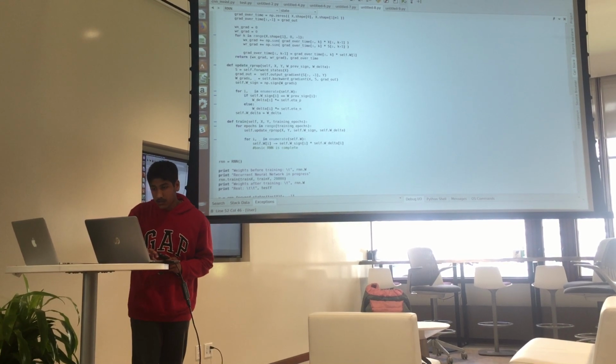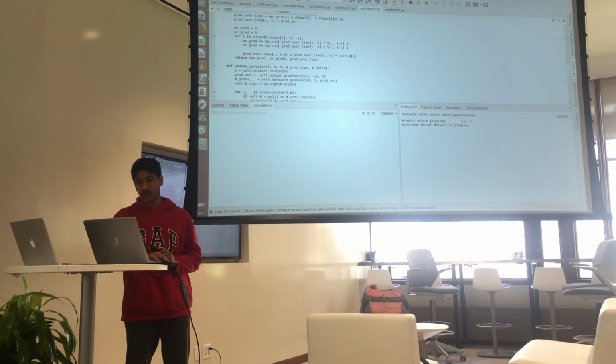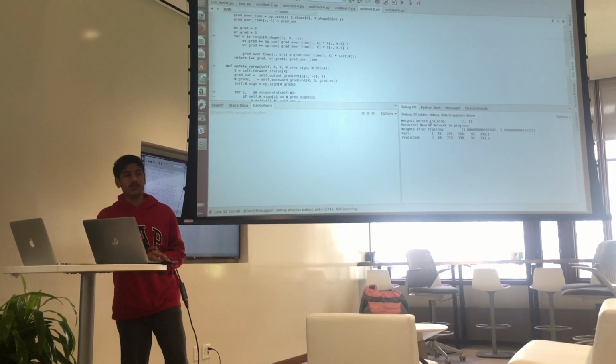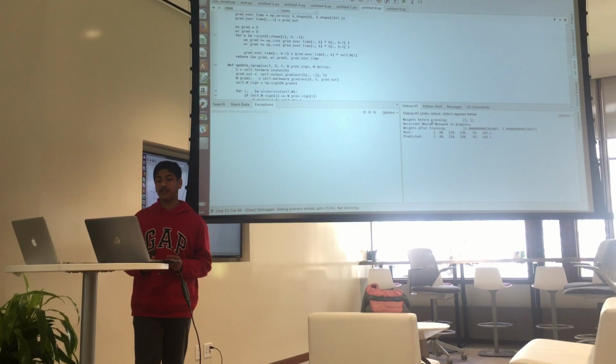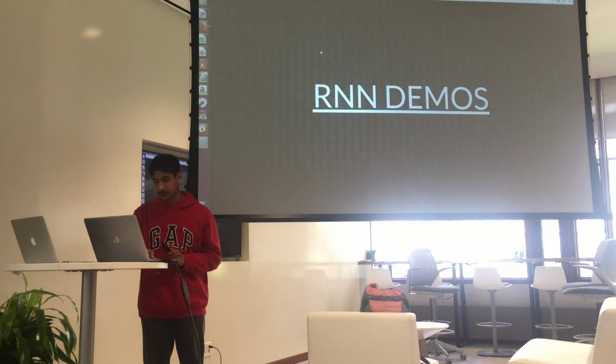We'll play this. So right now it's training. I'm training the network. And these are the weights after the training, and then our real output and our predicted output. So that's how our basic recurrent network works.